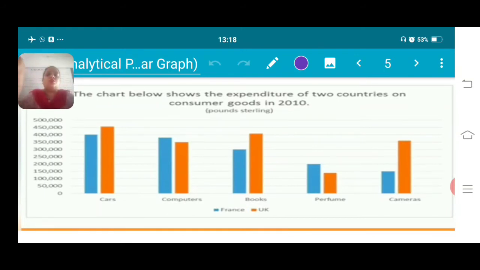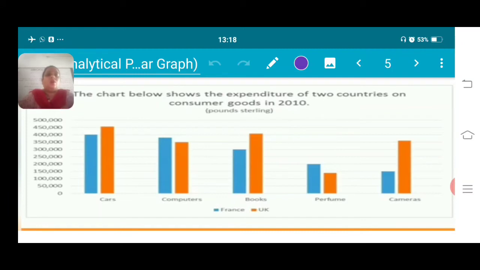The chart below shows the expenditure of 2 countries on consumer goods in 2010. Now on the x-axis they are showing us 2 countries, France and the UK. And on the y-axis they are showing the expenditure in pounds, starting from 50,000 pounds and going up to 5 lakh pounds. This is the expenditure done by France and the UK, and the different goods are cars, computers, books, perfumes and cameras.